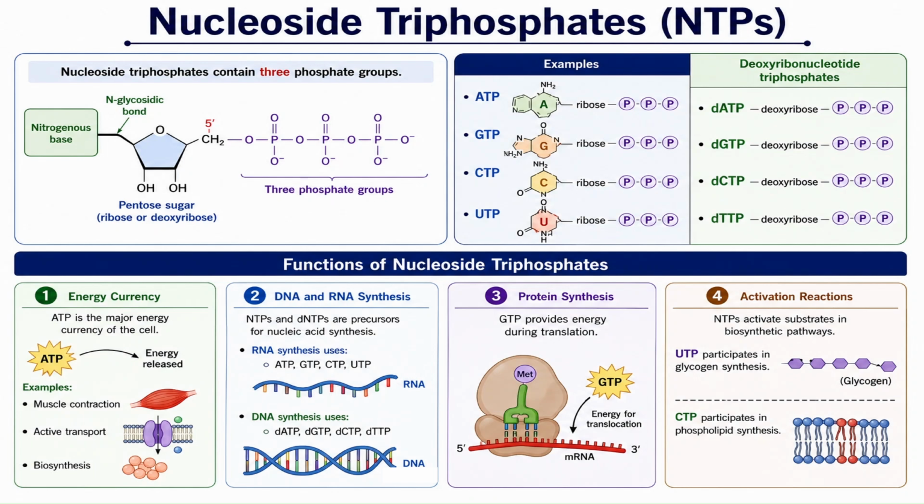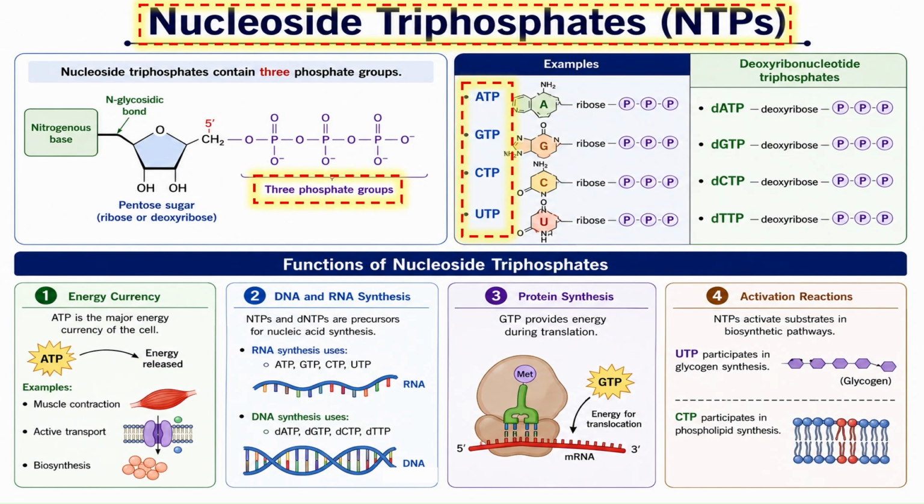Now let us understand the nucleoside triphosphates or NTPs. These molecules contain 3 phosphate groups. Examples are ATP, GTP, CTP, and UTP. And their deoxy forms include dATP, dGTP, dCTP, and dTTP.